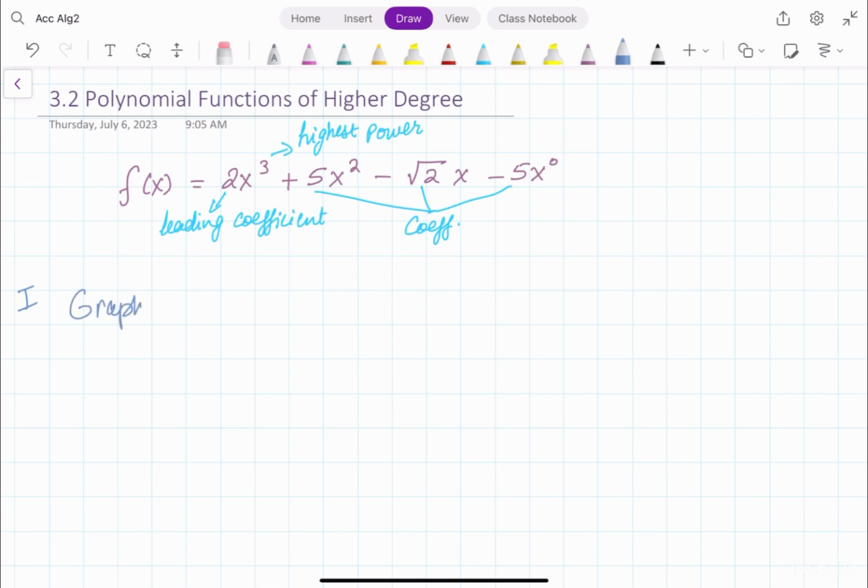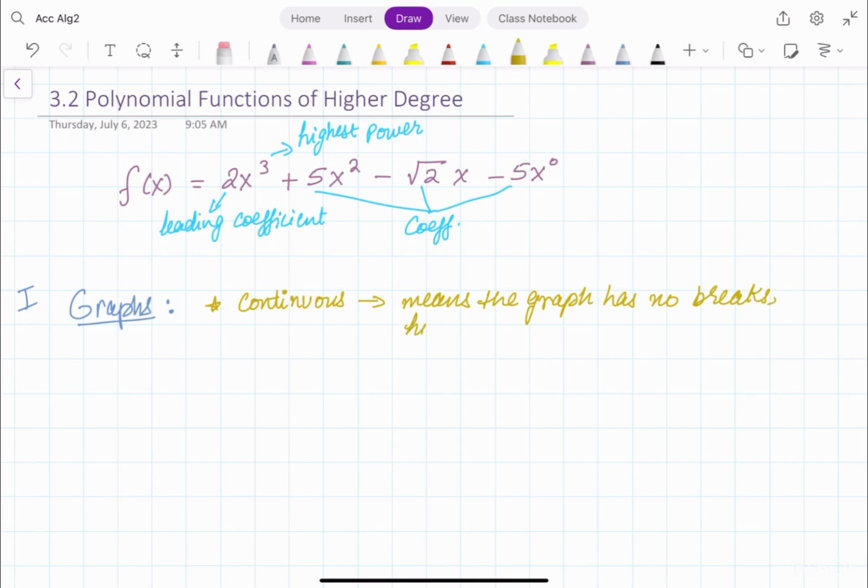First is the graphs. When we are talking about the graphs of a polynomial function, the graphs should be continuous. So the first point is that polynomial functions always have continuous graphs. So what is the meaning of continuous? Continuous means that the graph has no breaks, holes or gaps.